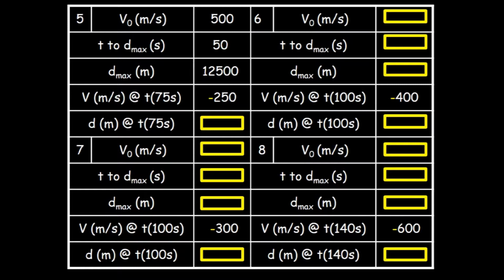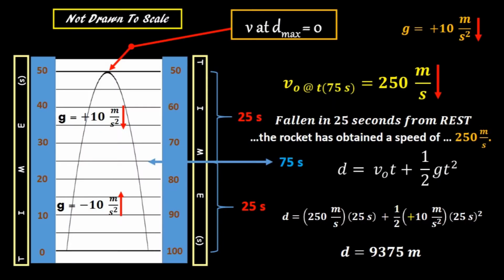So the last one, the D at 75, it's going to fall for 25 more seconds. Sorry, it's going to fall for 25 seconds. So it's going to start out at 250 meters per second. It's going to fall for 25, plus 1/2 10 times 25 squared is 9,375. Are there any questions with that?